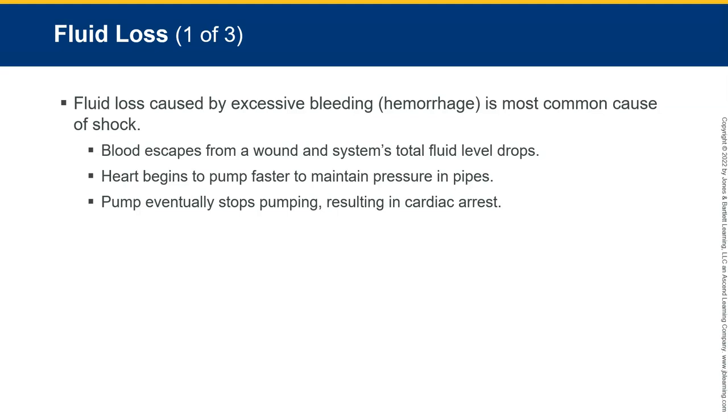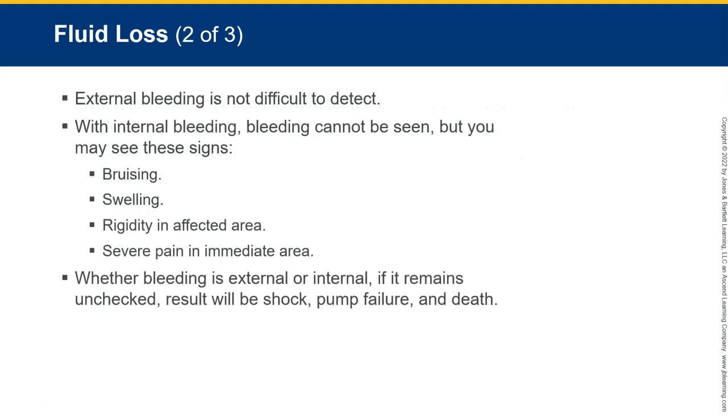Then the system's total fluid level drops until the pump can't operate efficiently. It needs a certain amount of fluid and pressure to work right. So the heart begins to pump faster because it's losing fluid, and it needs to maintain that pressure in those pipes. As fluid continues to drain out, the pump eventually stops pumping altogether, and that results, as you're probably aware, in cardiac arrest.